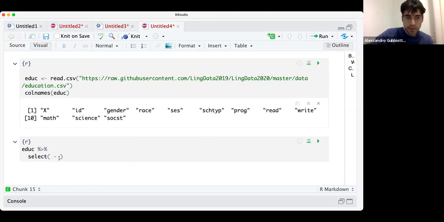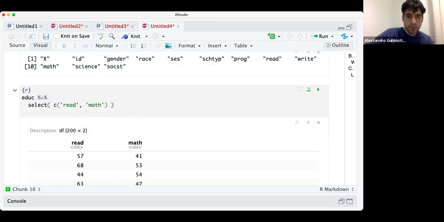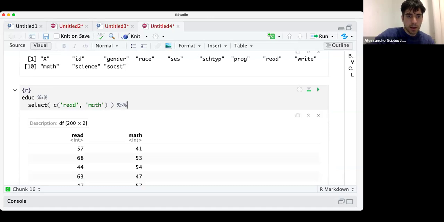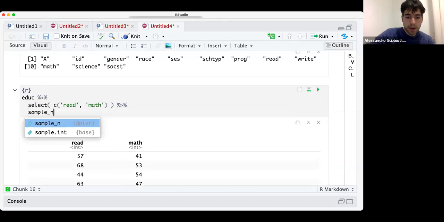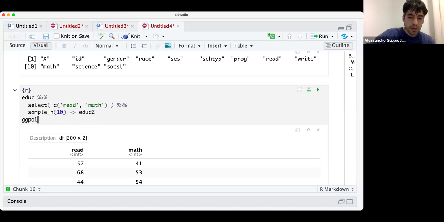Well, let's take only reading and math. Okay, now let's also take only 20 of them so we can plot it in a better way, let's say 10. And we save it into the variable educ2. And we plot it, ggplot.